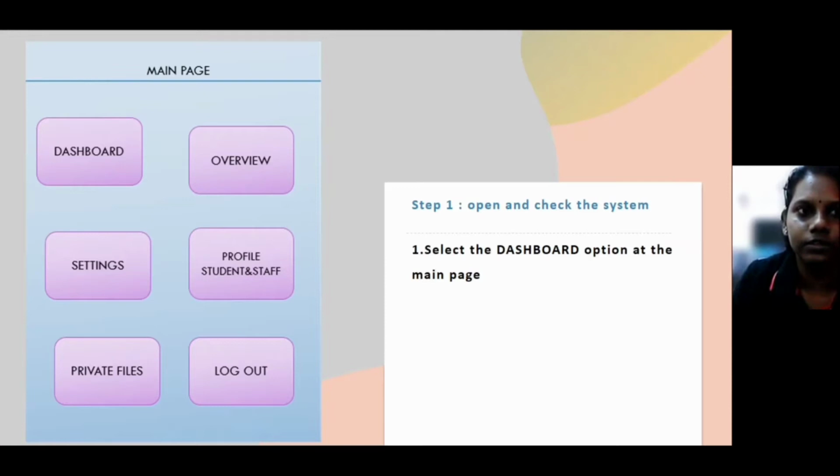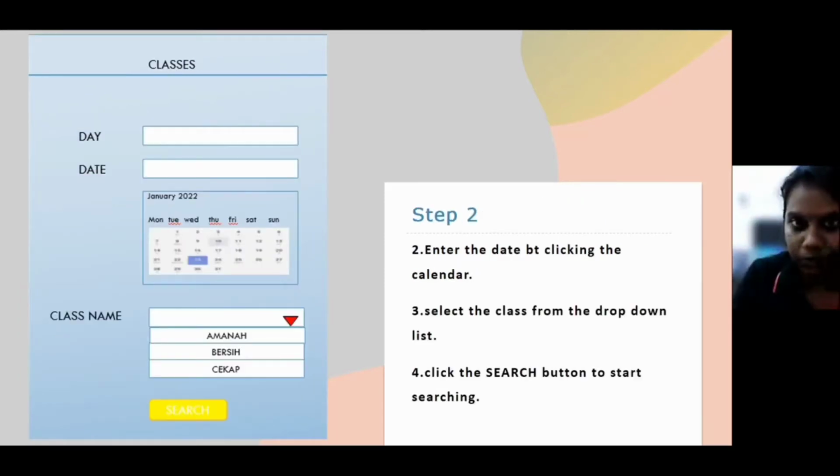Okay, here we have the main page for our system, and then we have step 1 to step 4. First of all, I would like to explain step 1. Step 1, open and check the system. Select the dashboard option at the main page. Then step 2, enter the date by clicking the calendar. Select the class from the drop down list, and then click the search button to start searching.